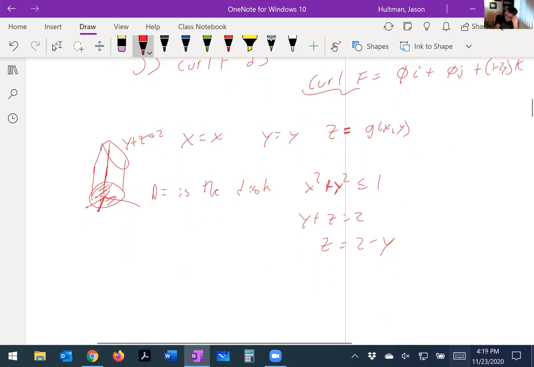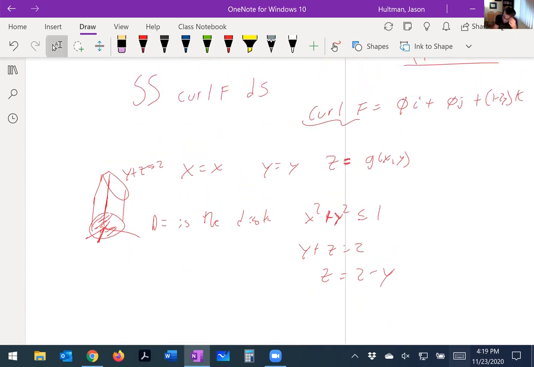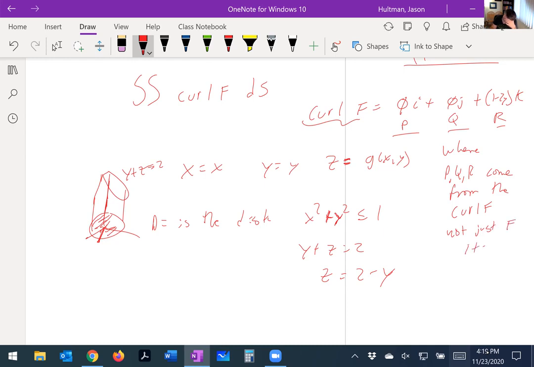And so if I think about P, Q, and R, P, Q, and R refer back to the curl, not the original function. You just have to keep that in mind, where P, Q, and R come from the curl of F, not just F itself. So the curl of F is equal to this thing here.